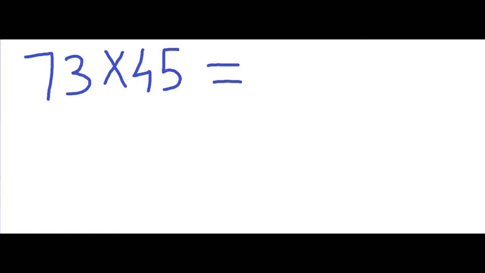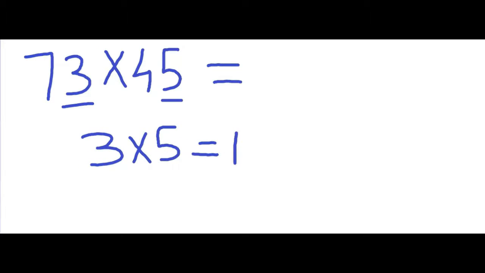So take one more example of 73 into 45. So in the first step, take the multiplication of last digit from both numbers, that is 3 and 5. So 3 into 5 is 15. Write down this 5 in the answer and take this 1 as a carry for next step. So move to the next step.